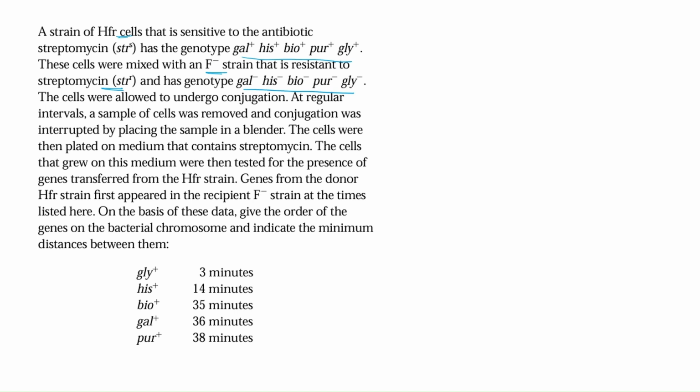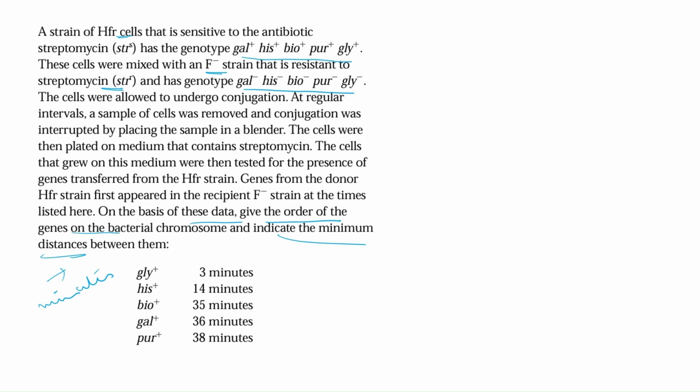The only thing we have to read is the question. Based on these data, give the order of the genes and indicate the minimum distance between them. We have to give the order of the genes and also the distance between the genes. Here, when we map the genes on the basis of conjugation, the gene distance is given in minutes, not in map units. Correct? Here, we indicate the gene distance on the basis of minutes.